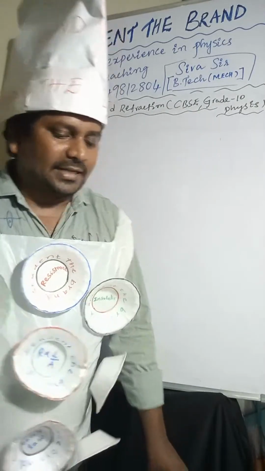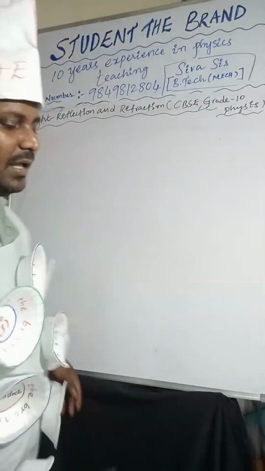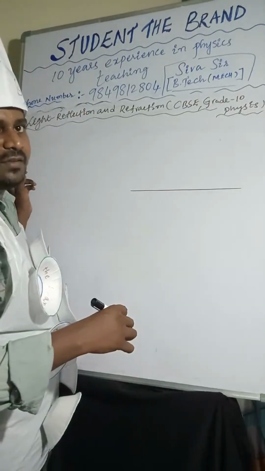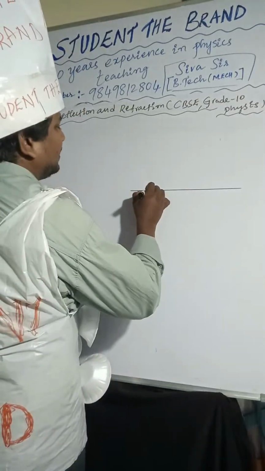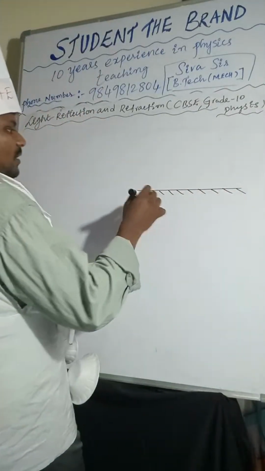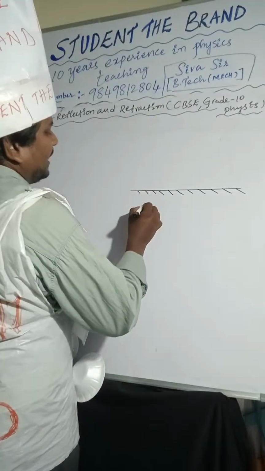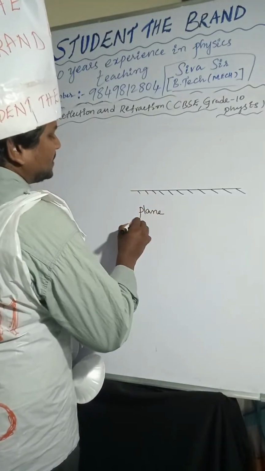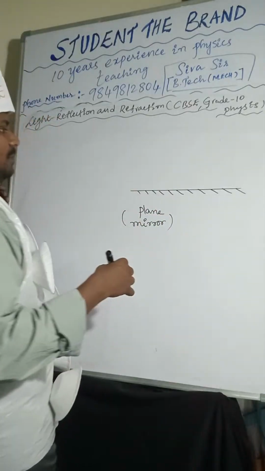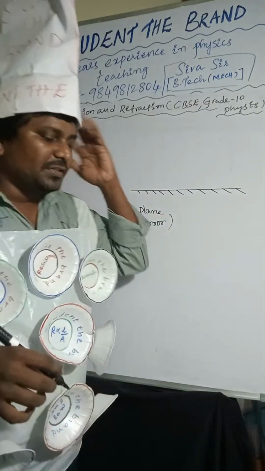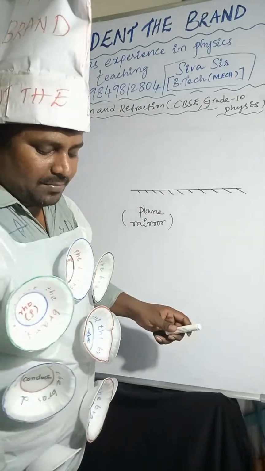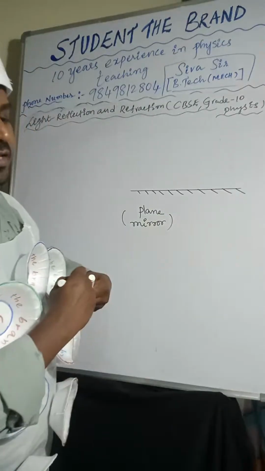So you can see, I'm taking the plane surface. This is the plane surface, with a coating here. A highly polished smooth surface is called a plane mirror.